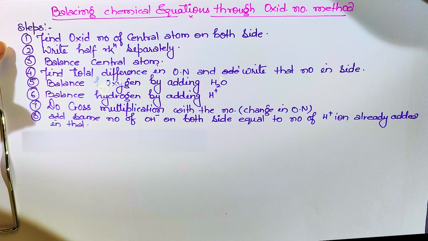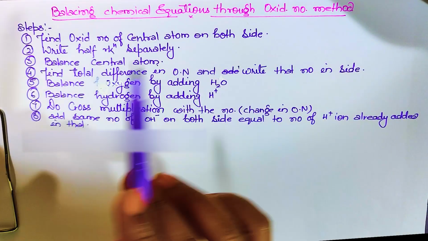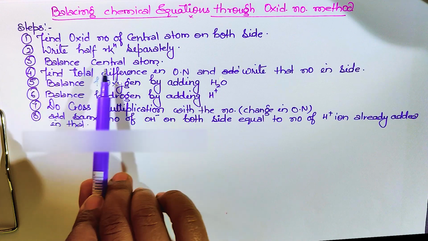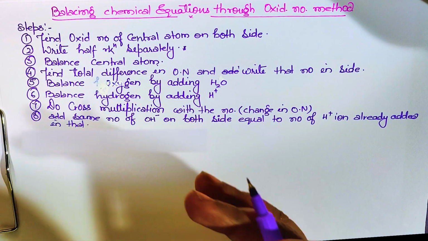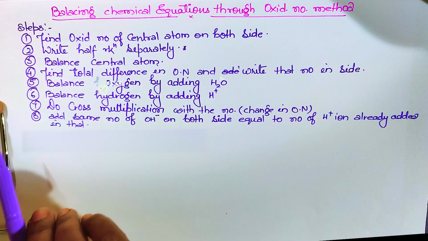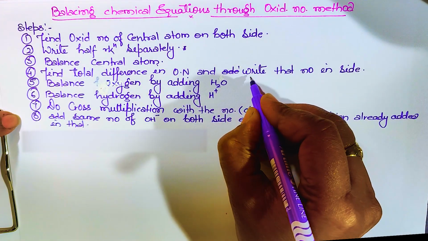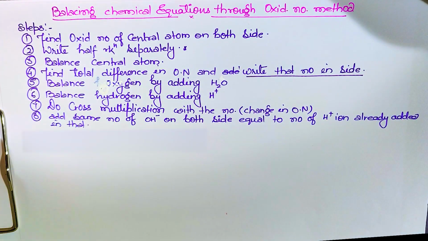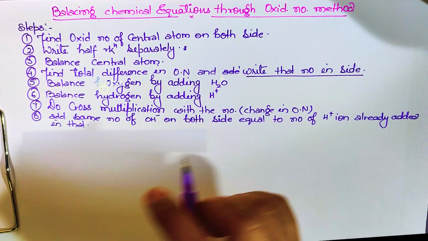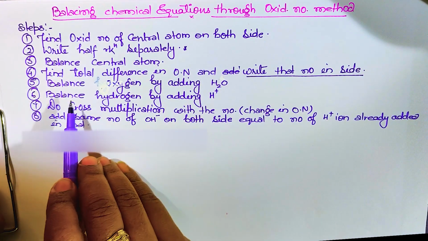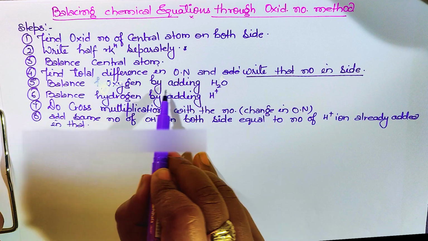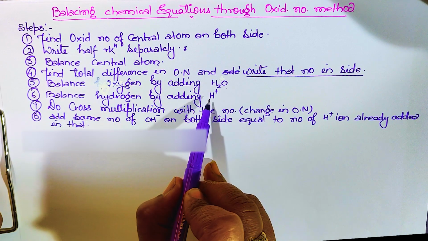The first step is the same there also: find the oxidation number of the central atom on both sides. Here also you can write the half reactions separately, or this step we can skip. Once we practice, we can skip this. Then balance the central atom, and find the total difference in the oxidation number. In that case, we were adding the difference in oxidation number as electrons on the side where the charge is already maximum. But here we will just simply write the number on the side. Clear? And the rest is again the same thing. Oxygen should be balanced first, by adding H2O. Hydrogen should be balanced by H+.